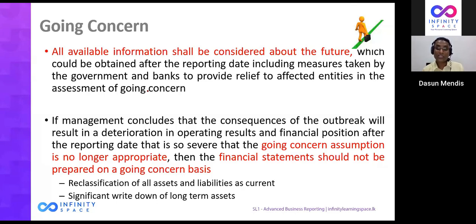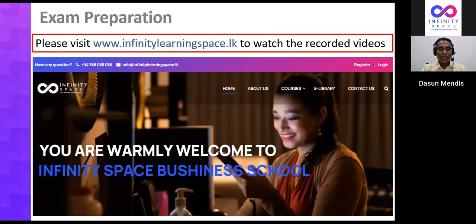So even after considering the relief measures, if you still believe that you can't continue, then you can't prepare the financial statements using the going concern basis. If the management concludes that the consequences of the outbreak will result in deterioration in operating results and financial position after the reporting date that is so severe that the going concern assumption is no longer appropriate, then the financial statements should not be prepared on going concern basis. So you have to reclassify all assets and liabilities as current, with significant write-downs in the long-term asset values. Right, so that's what I want to present.